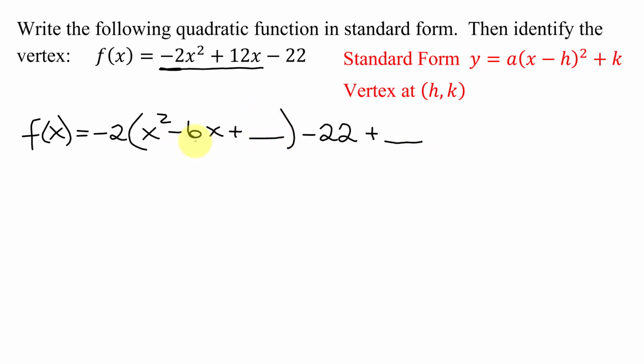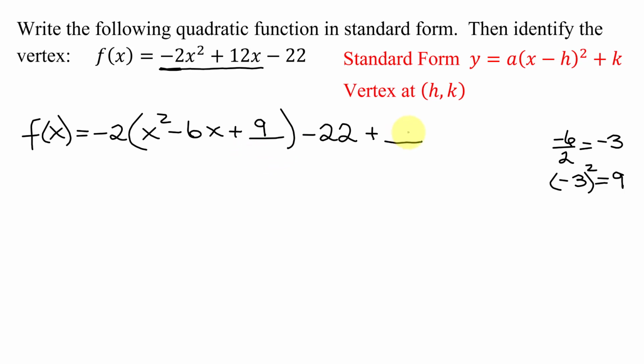You take the coefficient of the linear term, which is negative 6. You divide it by 2. Negative 6 divided by 2 is negative 3. Then you take the negative 3 and square it. Negative 3 all squared is positive 9. The number you add is the squared term. And now this is going to be a perfect square trinomial.